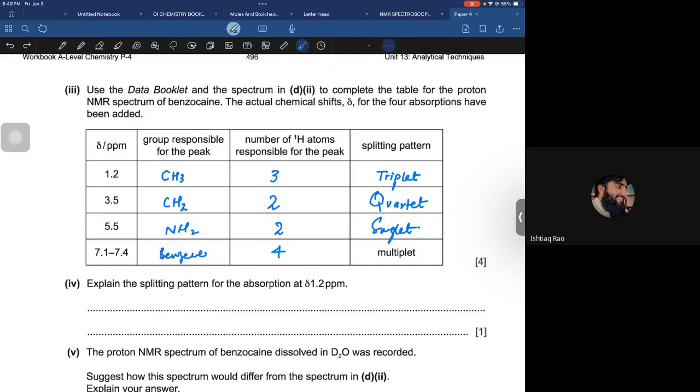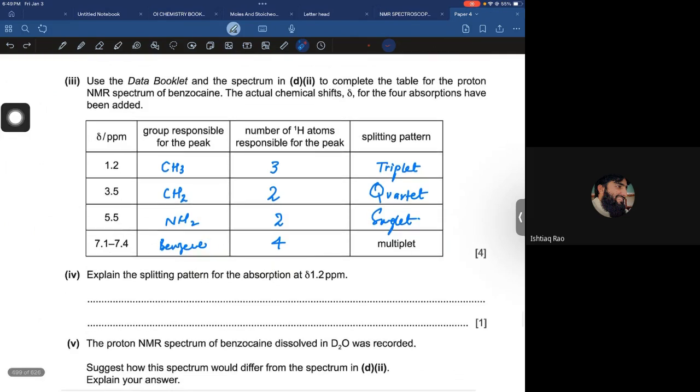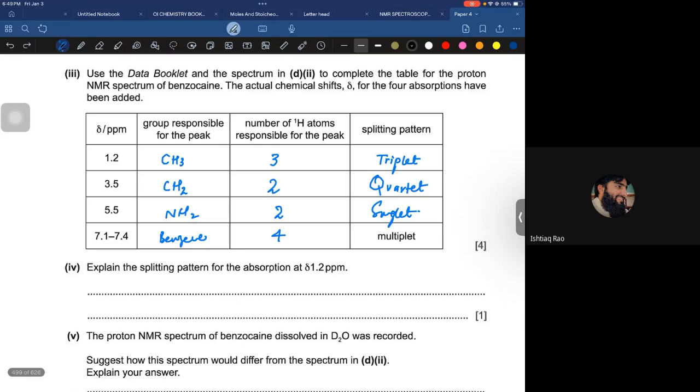Okay. So just chill. Explain the splitting pattern for the absorption at 1.2 ppm. As you know, it's going to give you a triplet. Why is it going to give you a triplet? I'm going to apply the n+1 rule. According to that rule, it should have 2 neighboring hydrogen atoms. If you ask, sir, why? Because it's going to give you a triplet. Triplet means what? It should give you 2 plus 1, that is equal to 3. So 3 means that it would be giving you a triplet.